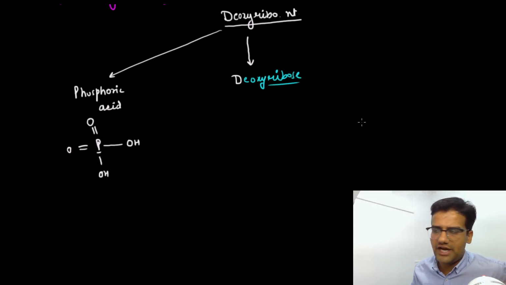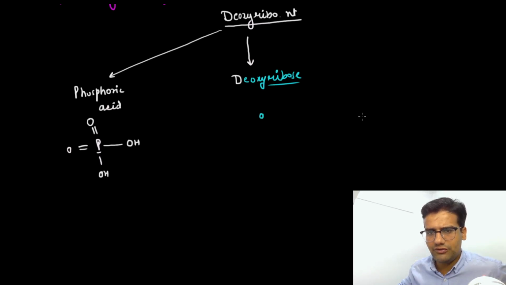Ribose sugar is a pentose sugar. Pentose means 5 carbon sugar, so ribose sugar is a 5 carbon sugar. We will study ribose sugar and then we will study deoxyribose sugar.